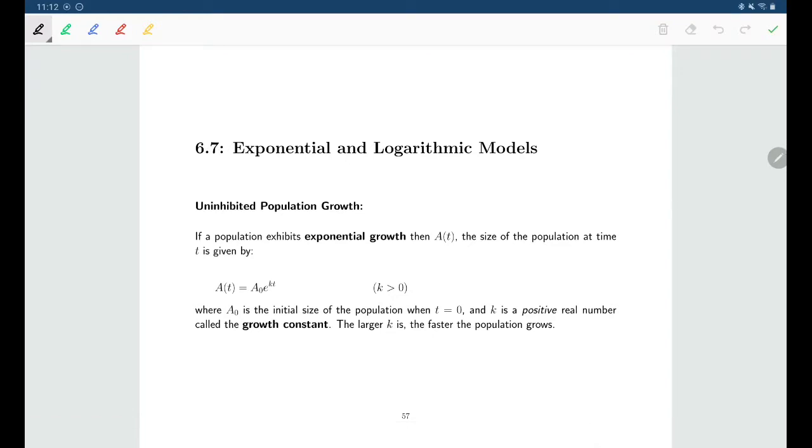Welcome back. In this last section of Chapter 6, we'll be talking about some more applications of logarithmic and exponential functions. So just some common models, places where we use exponential functions and where we'll need to use logarithms to help us solve our problems. One would be things where populations are exhibiting what we call exponential growth.